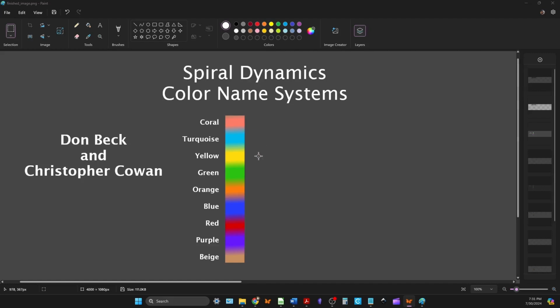They also alternated between warm and cool colors to represent the alternation between individually oriented versus group-oriented stages. If you want an explanation of that alternation, I recommend checking out the overview videos that I did on spiral dynamics, and I'll link those in the description below. So all of these warm colors, beige, red, orange, yellow, and coral, are individually oriented stages, and all of the cool colors, purple, blue, green, and turquoise, are group-oriented stages.